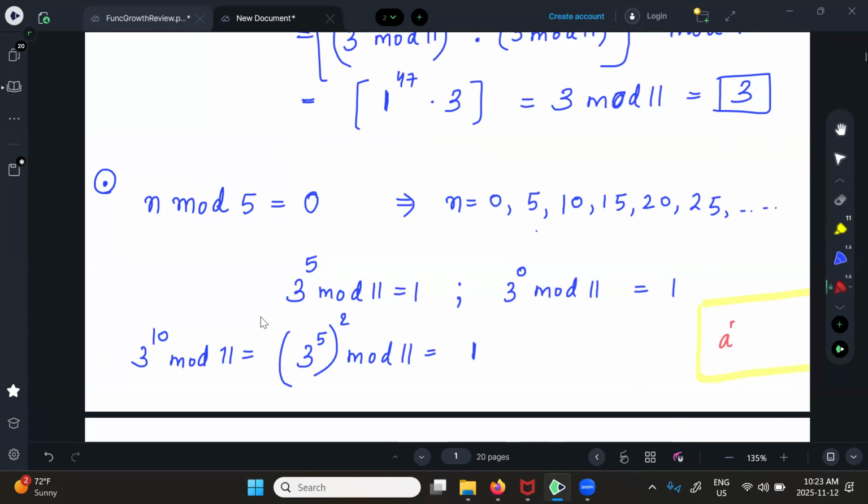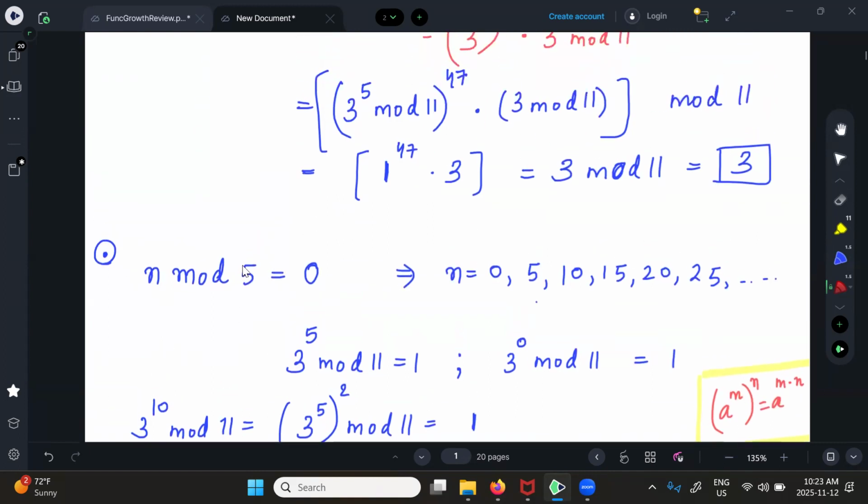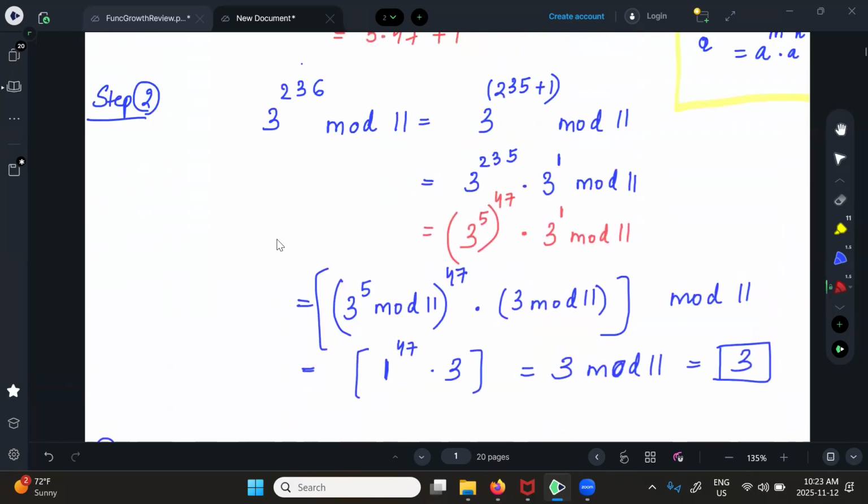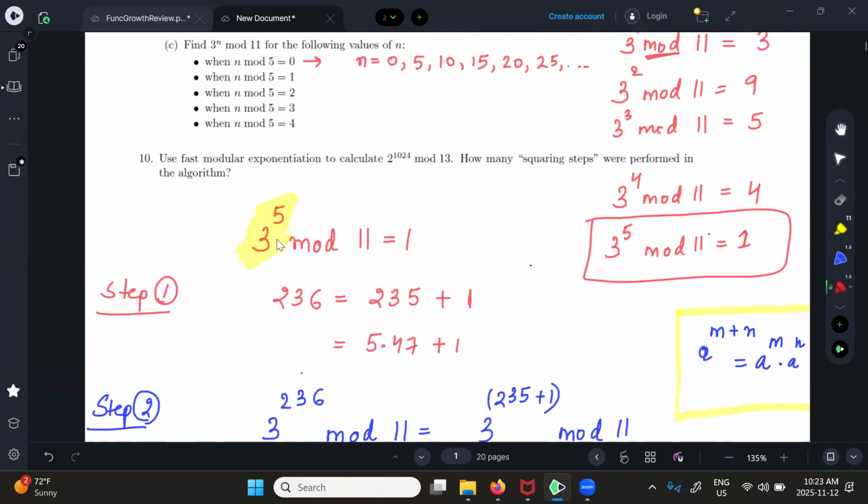I'm using this rule: if I have m to the power n, this becomes m times n, right? Now, this is one type of question. This is important for true/false, short answer, and multiple choice type questions. Just be aware of the mod definition, okay? Now the long type, the free response type questions, what can you expect?